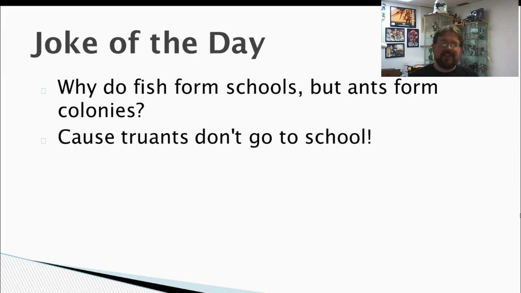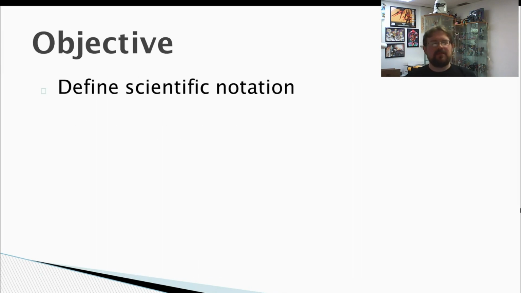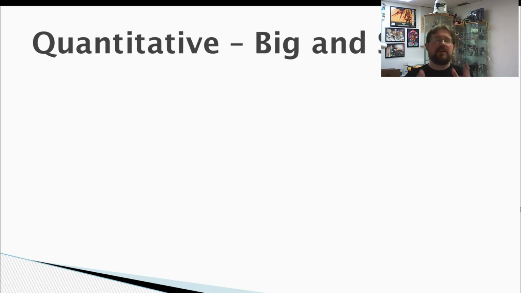Anyway, let's talk about our objective today. So our objective is we're going to define scientific notation. Now, this is a really important concept in measuring in chemistry, so let's get into it. We're still talking about quantitative measurements. Remember, quantitative measurements talk about numerical measurements, how much there are. And we're talking about big and small.